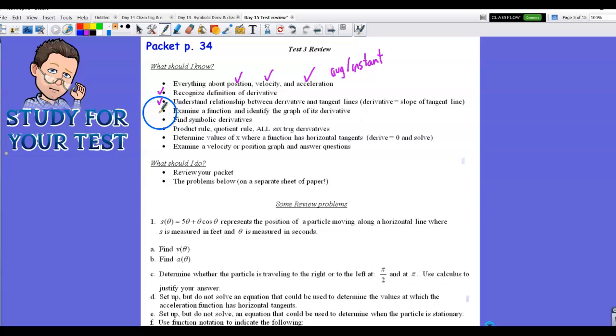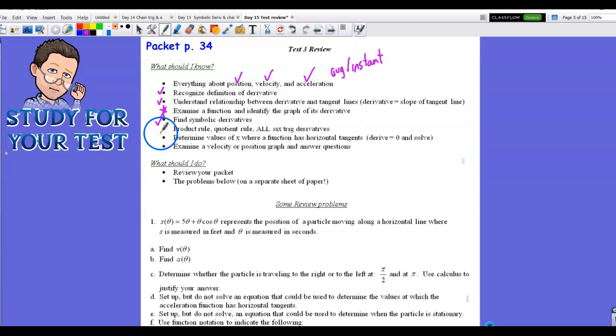You need to be able to examine a function and identify the graph of its derivative. Actually, that's not on this test, even though it's on this bulleted item. This must be an old list, so I'm going to take that out for you. So that's gone. Definitely find symbolic derivatives. Remember, that's when you have an f or a g or an h, and you don't actually know the function, but you have to find the derivative.